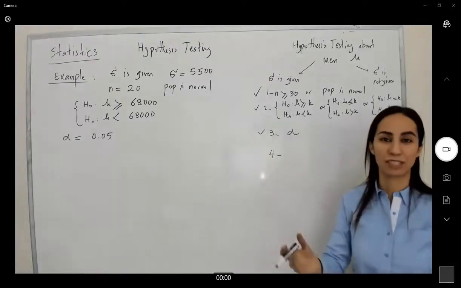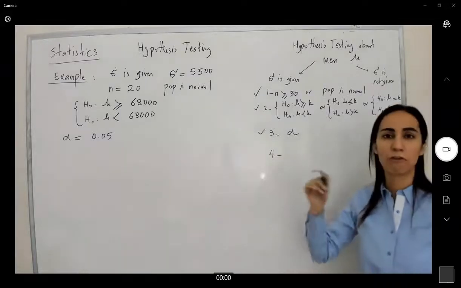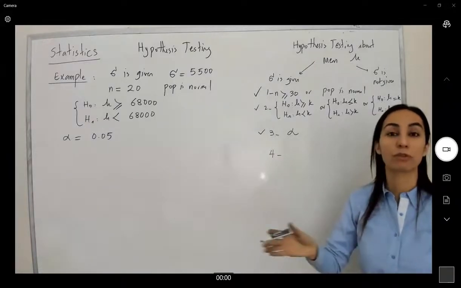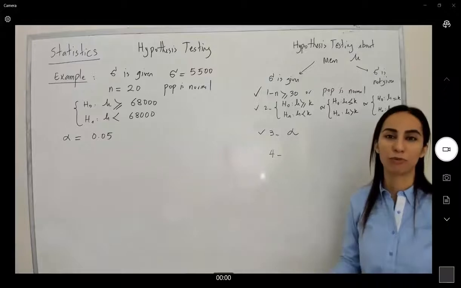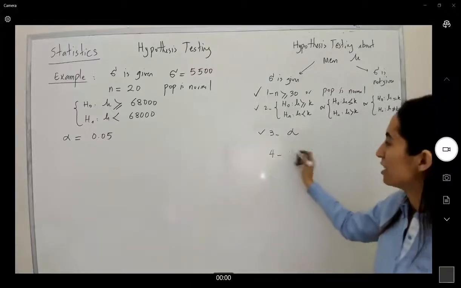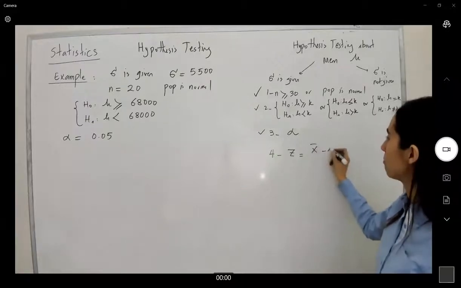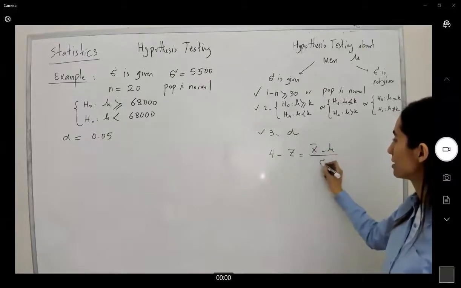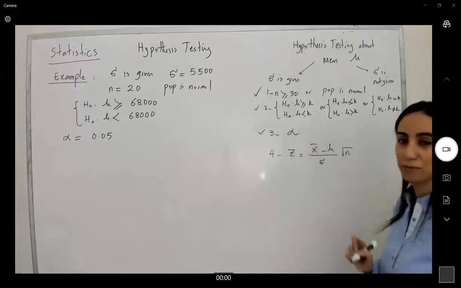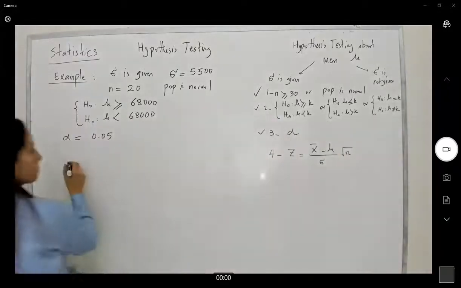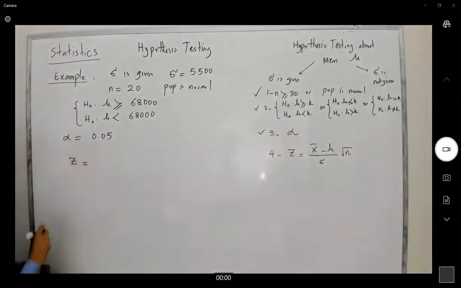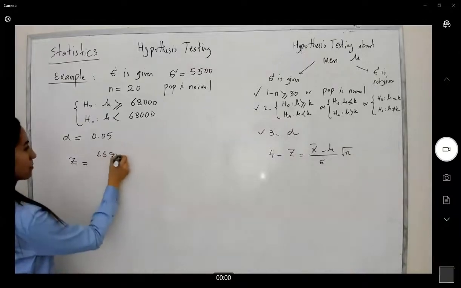Now you have two options. You can either move on to the next step, find your Z value, or you can find the rejection region, whichever you feel comfortable with. It doesn't matter. If you want to use your test statistic, Z is X bar minus mean divided by sigma times square root of n. Z is X bar. What is our X bar? X bar is equal to 66,900.